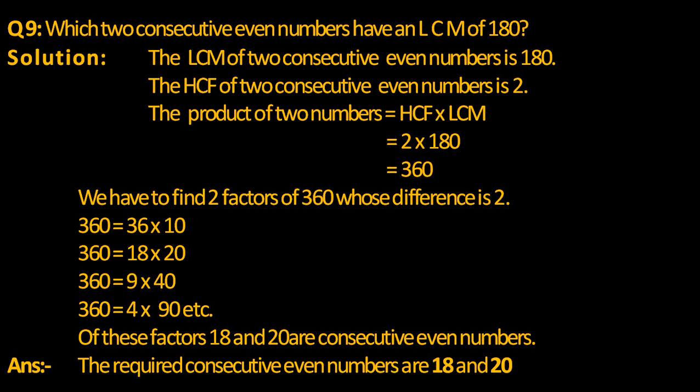Of these, such factors are 18 and 20. They are also consecutive even numbers. After 18, the next consecutive even number is 20. So the required consecutive even numbers are 18 and 20.